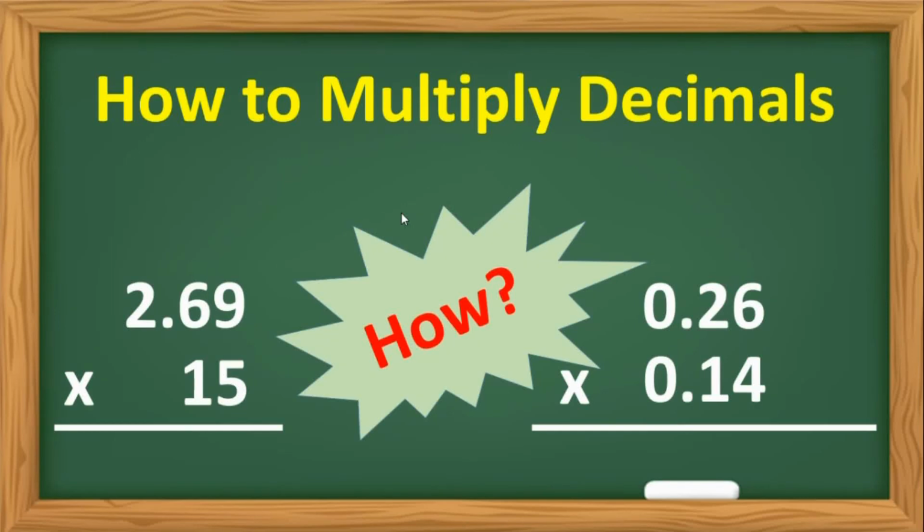How to multiply decimals. How do we multiply decimals? For example, we have 2 and 69 hundredths times 15, or it might be 26 hundredths times 14 hundredths. Before we proceed in multiplying decimals, let us have a short review about multiplication of whole numbers, because we can use this in the process of multiplying decimals.